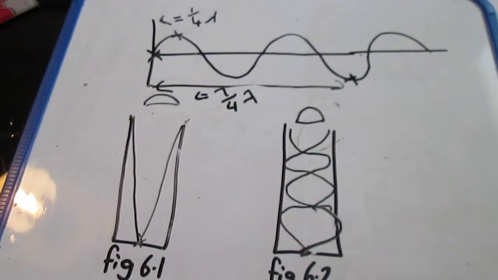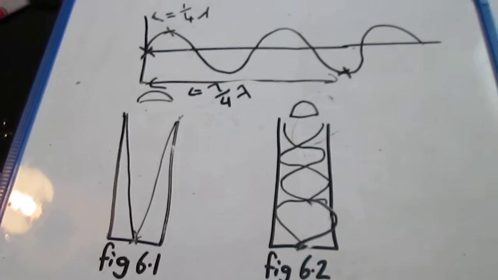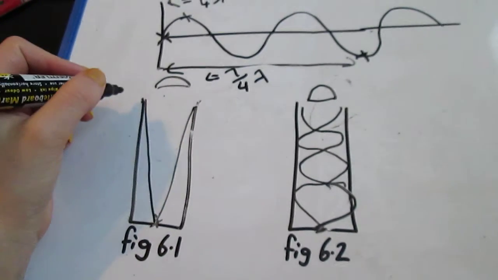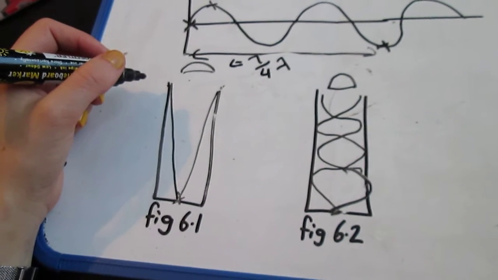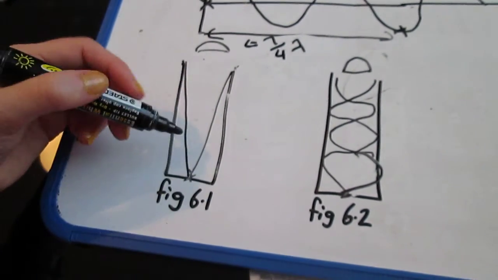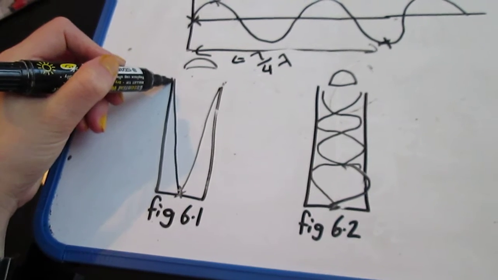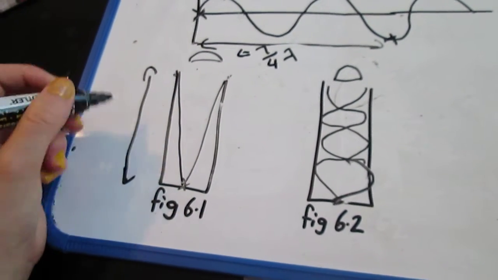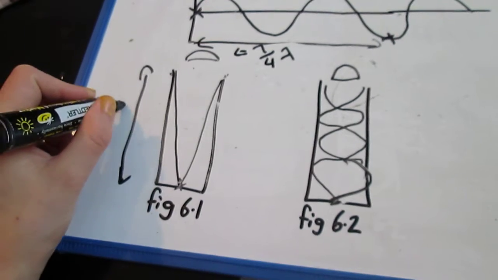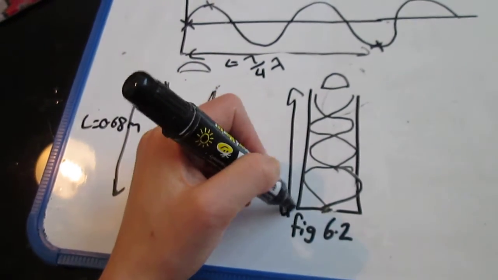Now, it tells us that the pipes are 0.68. So I'm sorry, I've skipped on there to part D. Part C is the difference between a node and an antinode. A node is where there's zero displacement, and an antinode is where there's maximum displacement or maximum amplitude. So our length of pipe for each of these is 0.68 meters. Okay, so the same size.